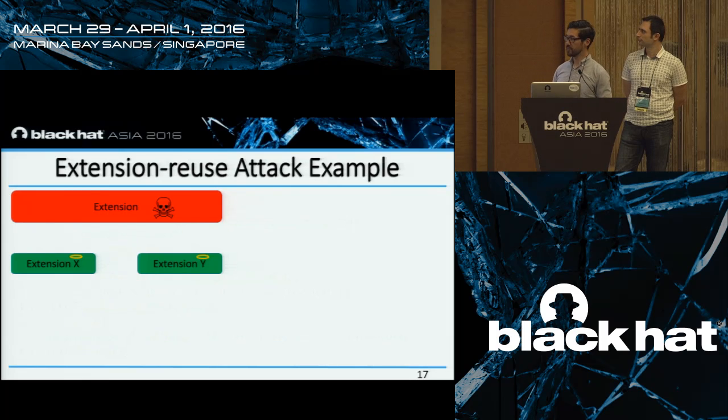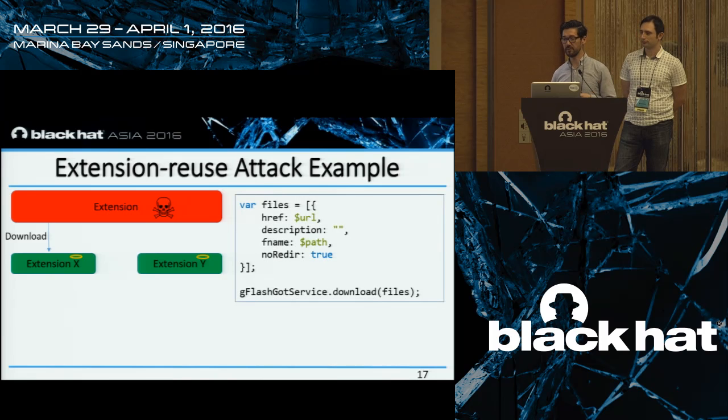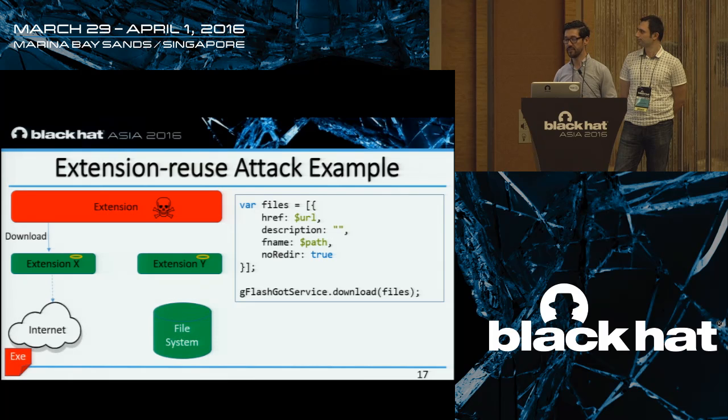So how would it look instead? Well, for an evil extension and two extensions X and Y, we can implement this attack very easily. If we wanted to download, we would find in extension X that it exposes this download capability, maybe via something like this. This is an example of code that's exposed by a real extension that we can exercise in this way, where we give it an array of file objects that describe where we want to get the code from and where to download it. And then we simply invoke that capability in this other extension. So we can reach out to the internet, get that exe and drop it to the file system.